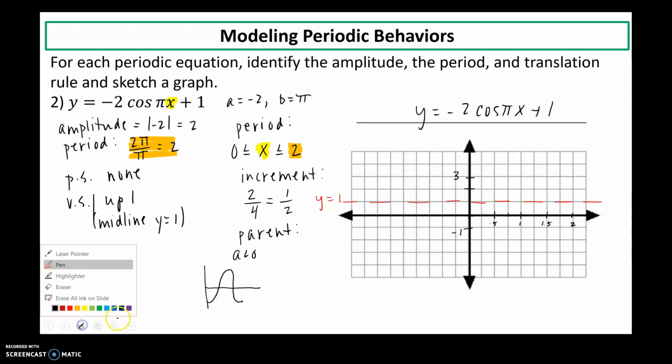Now just like the sine function, those points on the increments gave us specific points on the graph. Now let's check out cosine. So I'm going to start at my minimum, midline, maximum, midline, minimum. Cosine always starts and ends at the same spot. It's either going to be above or below the midline. Those 5 points are never going to change.